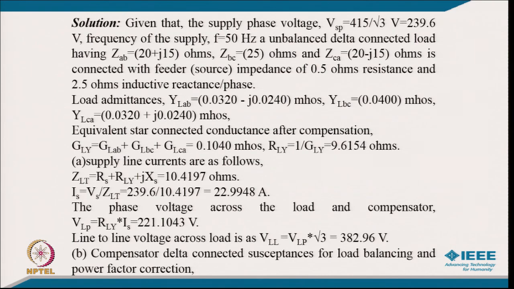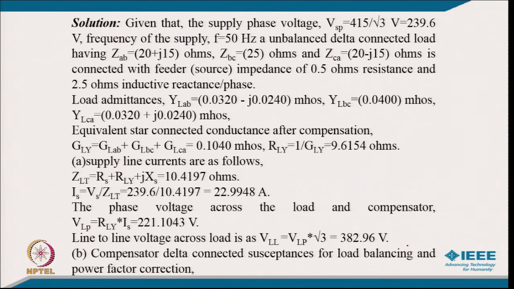Coming to the solution, we take the supply voltage with the phase voltage, and we have a 3-phase compensator. After this we get the conductance, and then for load balancing and unity power factor load we get the equivalent load resistance, which has to be star connected. We get the load impedance and then the supply current, and we get the load voltage now as 221, which is reduced because of source impedance. It comes to 221.1043 in place of 239. Because of the source impedance, the line voltage is only 382.96 in place of 415 volt.